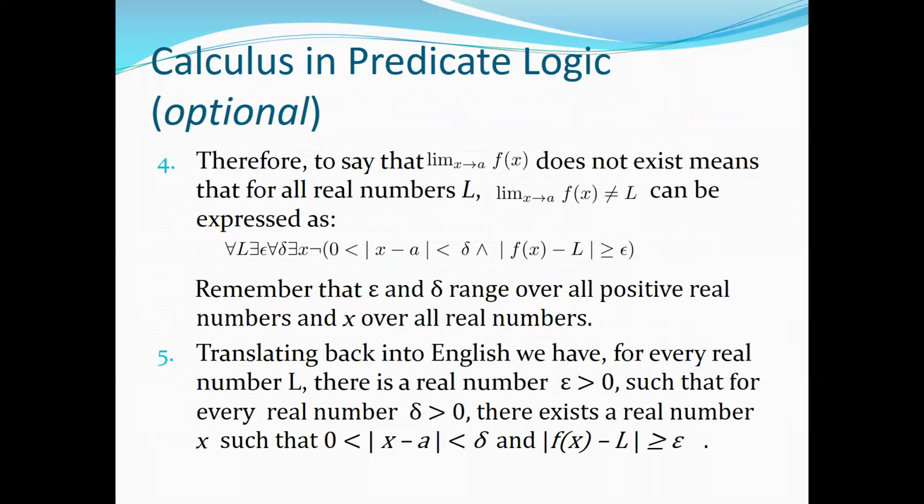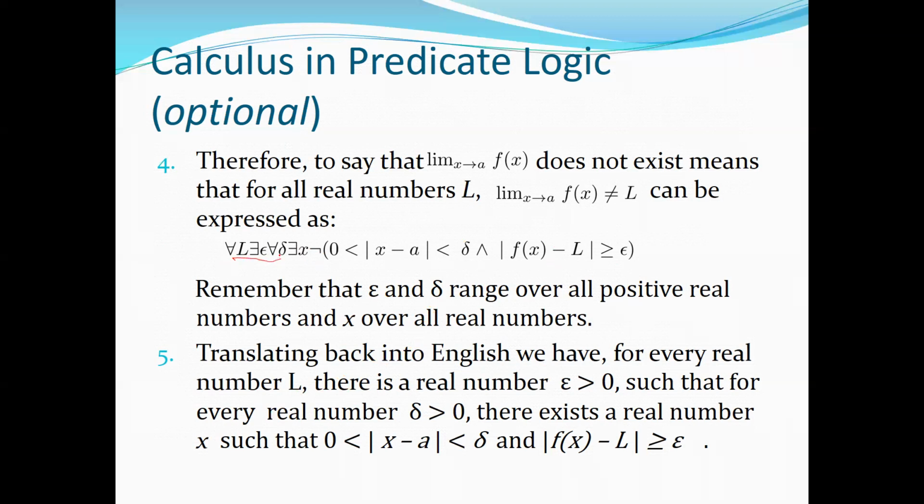Therefore, to say that the limit of f of x as x approaches a does not exist means that for all real numbers L, the limit of f of x as x approaches a is not equal to L, which can be expressed as this logical expression. That is, for all L there exists some epsilon such that for all delta there exists some x, not of this one. Remember that epsilon and delta range over all positive real numbers and x over all real numbers. Translating back into English, we have: for every real number L.